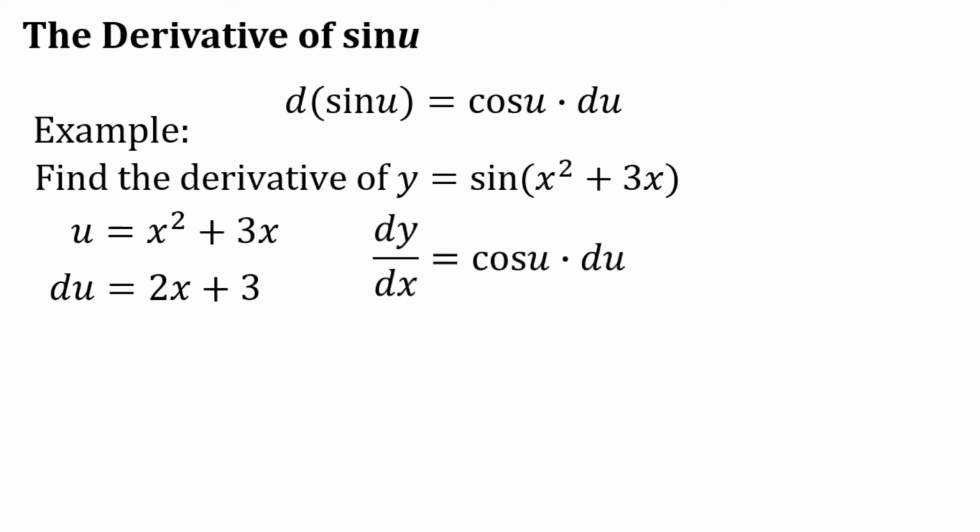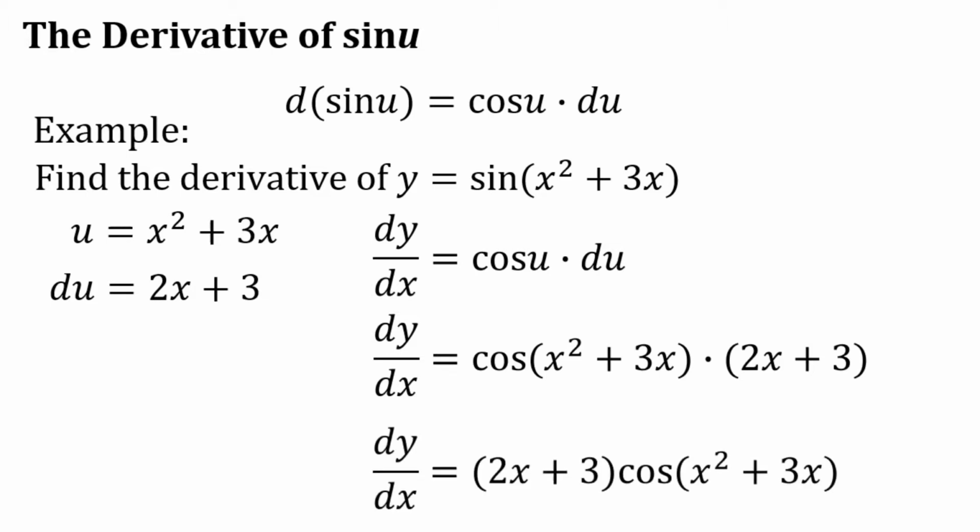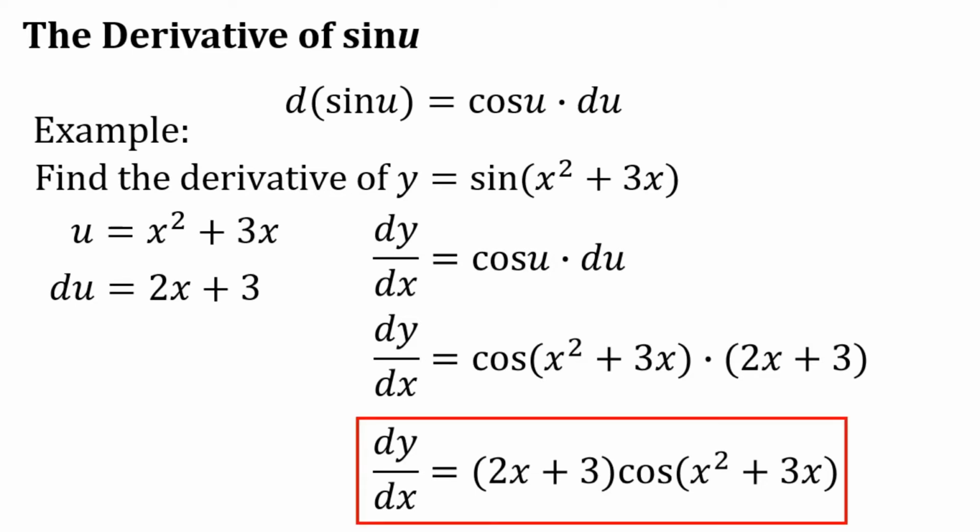Let us apply the formula. Just substitute u and du. dy over dx is equal to cosine u times du. So dy over dx will be equal to cosine of x squared plus 3x times 2x plus 3. Or, let us express our answer as dy over dx equals 2x plus 3 times cosine of x squared plus 3x. This will be our final answer.